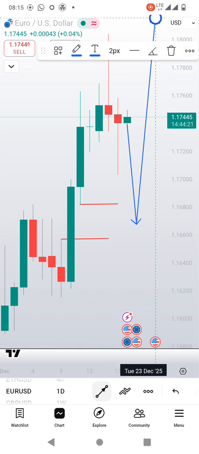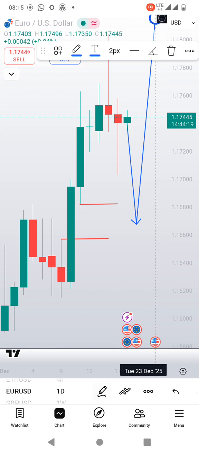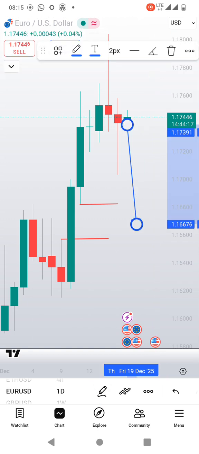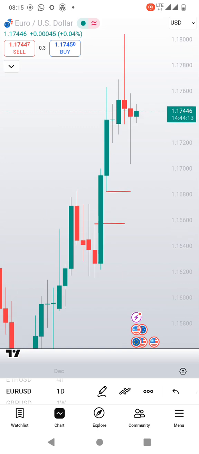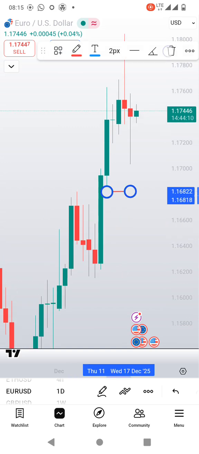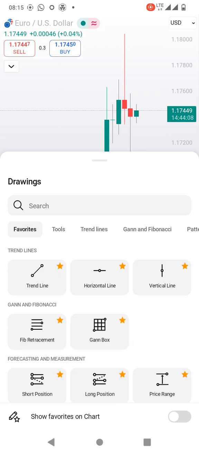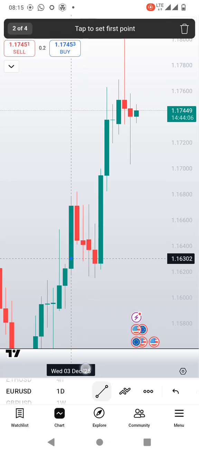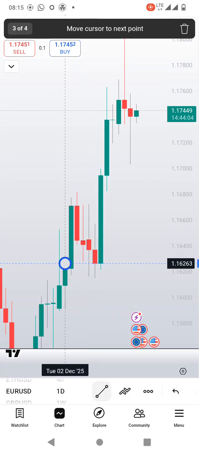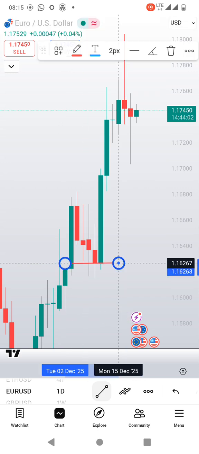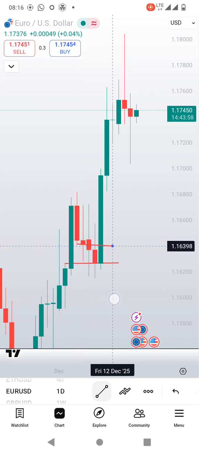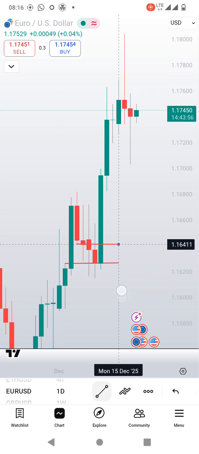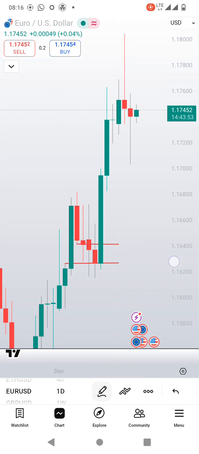So that is what a fair value gap is. So let's delete this and also show you another fair value gap. If you check very well, there is another fair value gap here. This first green candlestick here, you mark it out, and this red candlestick is the third one, right? Okay, so you mark it out, then you have your fair value gap.